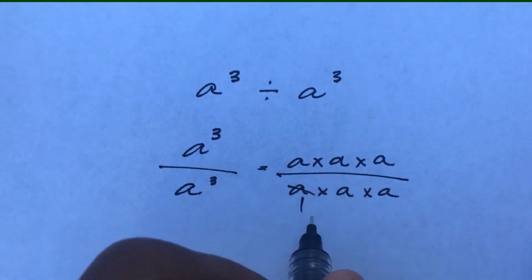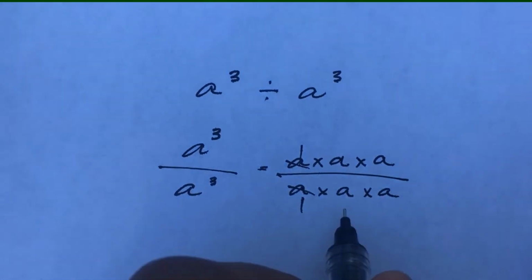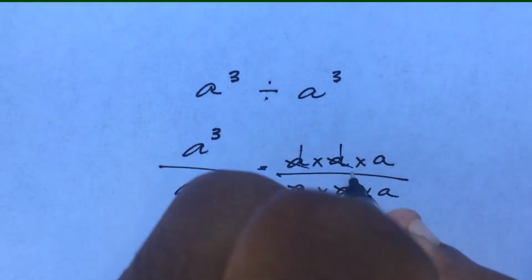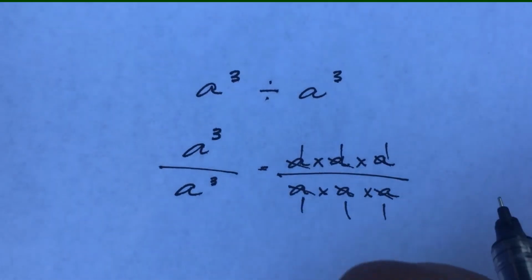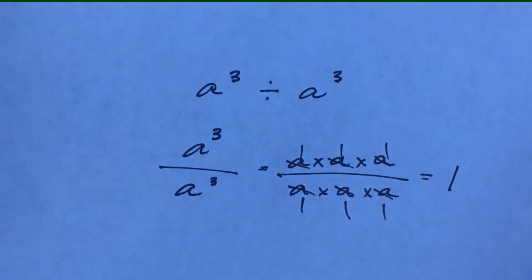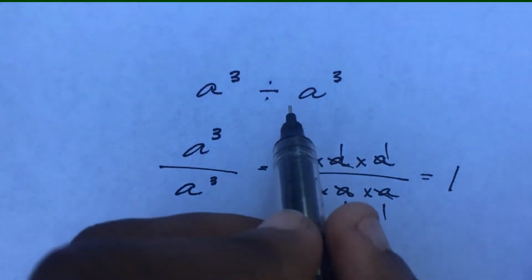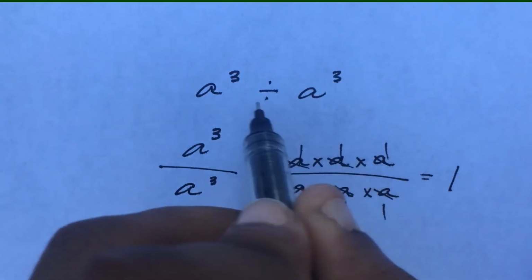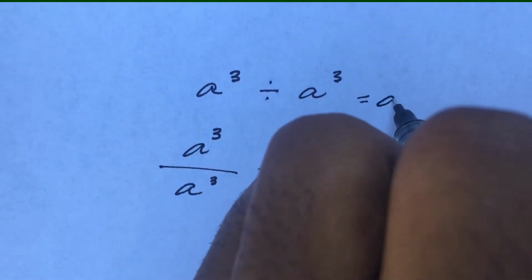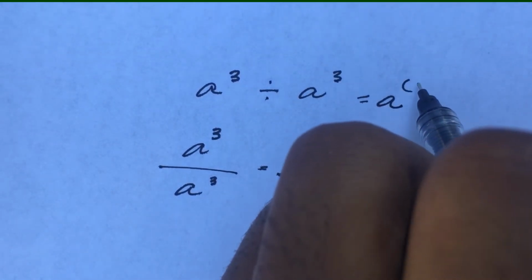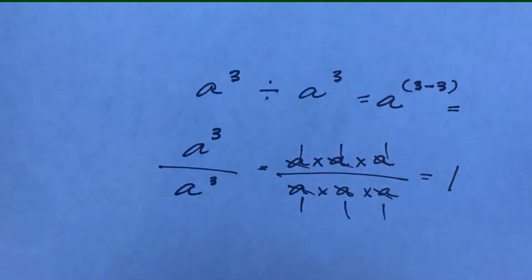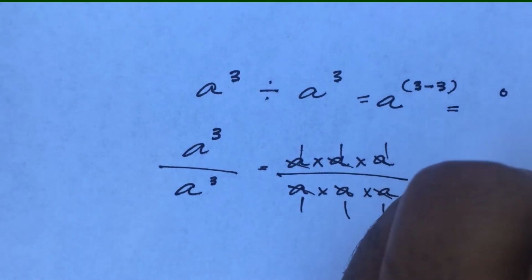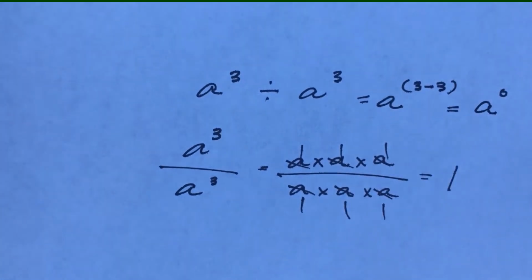So a into a goes 1 and a into a goes 1. A into a goes 1 and a into a goes 1. A into a goes 1 and a into a goes 1. 1 over 1 is the same as 1, right? But interestingly, when we're dividing and the bases are the same, we keep the base and subtract the powers. 3 take away 3 is equal to 0. So I'm going to have a to the 0.